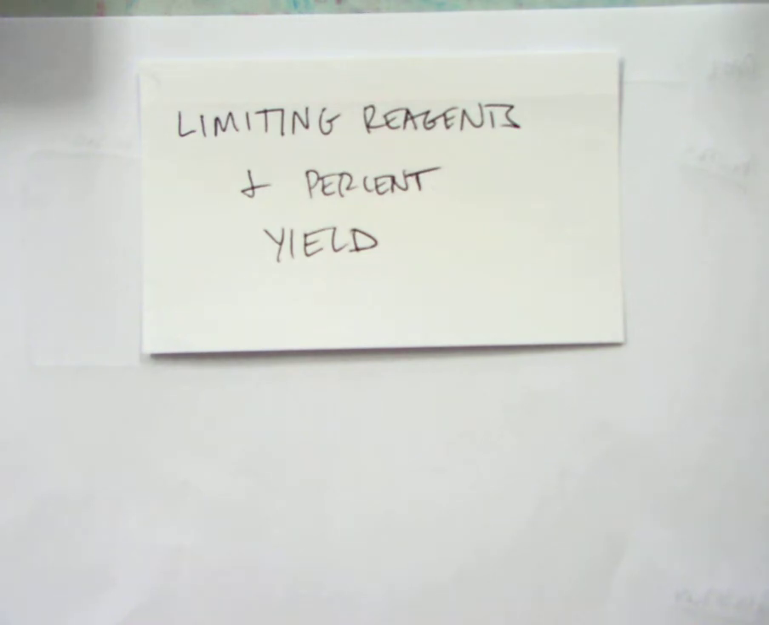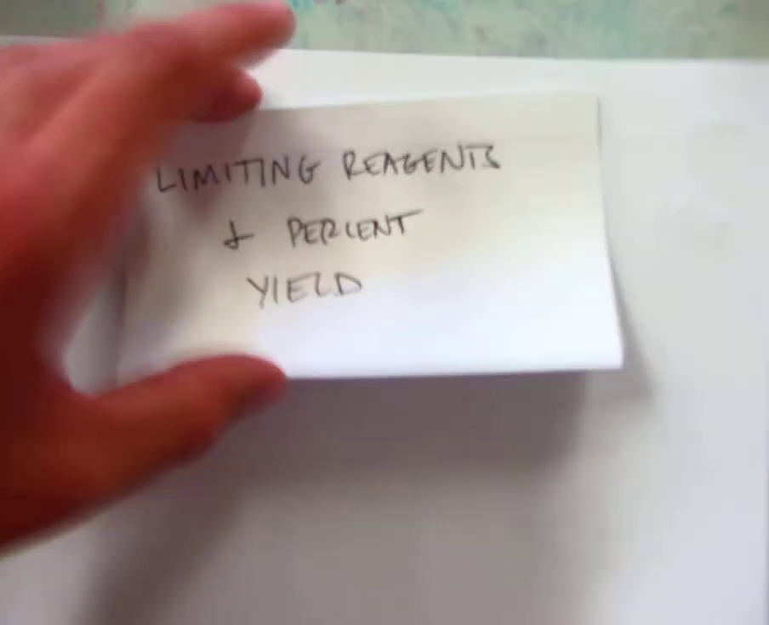Alrighty, today we're going to be talking about limiting reagents and percent yield. This is building off of our basic ideas of stoichiometry to solve more complex and advanced problems. But before we do that, I want to recommend a method for taking notes during these videos this year.